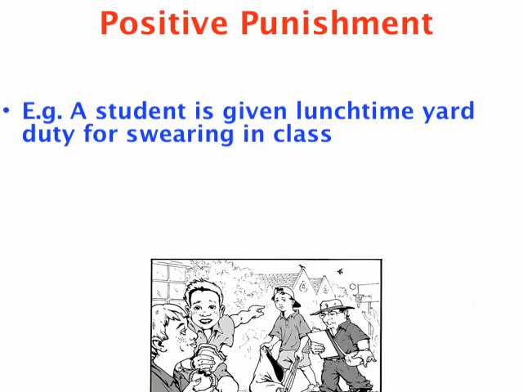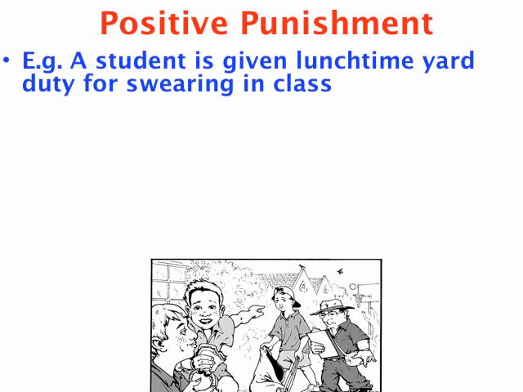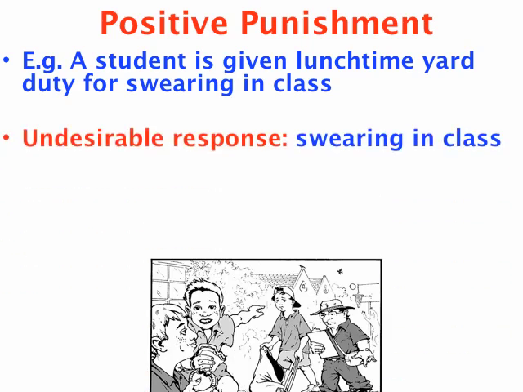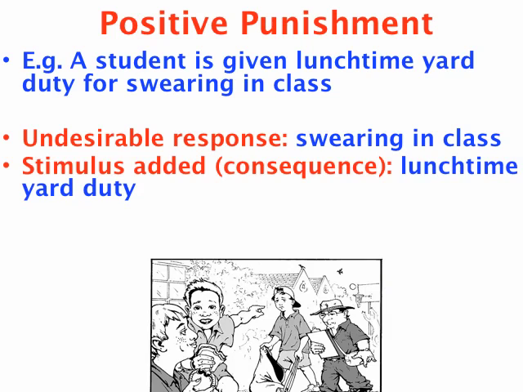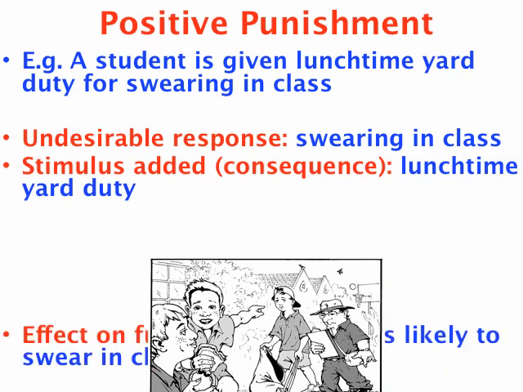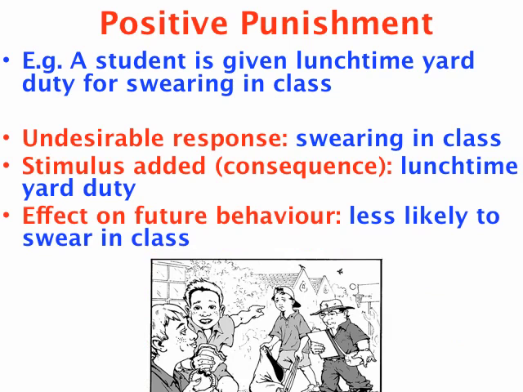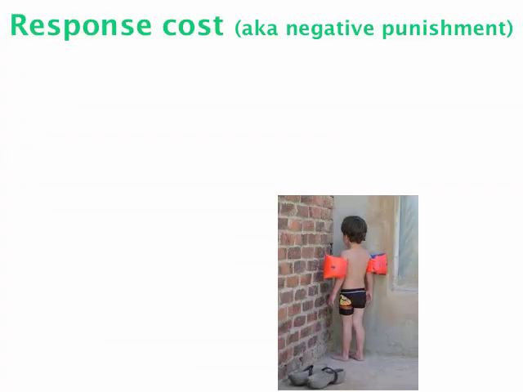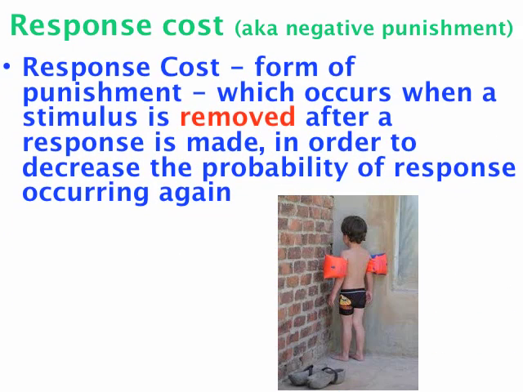Let's go through another example. Let's say we have a student in primary school, they swear in class and they're given a lunchtime yard duty. So the response we're targeting here is swearing in class. We want them to do that less. So what we give them is a lunchtime yard duty. And the effect on the future behaviour is they're less likely to swear in class. That's the goal.